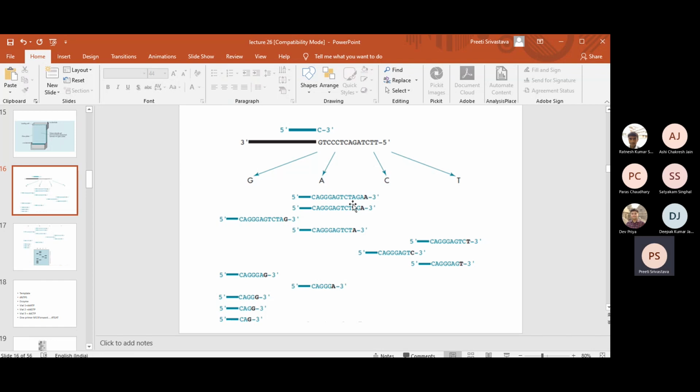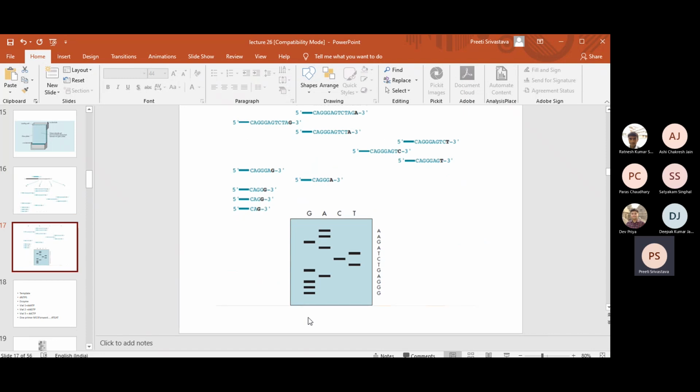Therefore, class, when we run them on a gel, we get the smallest one here, then the next one, then the next one.